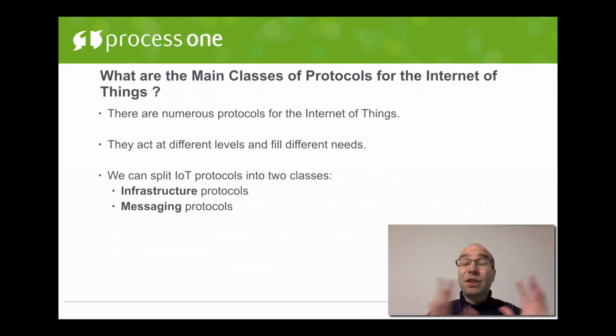So let's get started. The main question is, what are the main classes of protocols for the Internet of Things? There are numerous protocols for the Internet of Things, and there are a lot of competing protocols that are acting at different levels and that are filling different needs. When I look at them, I try to split them into several categories, and I found that there are two main categories: infrastructure protocols and messaging protocols.